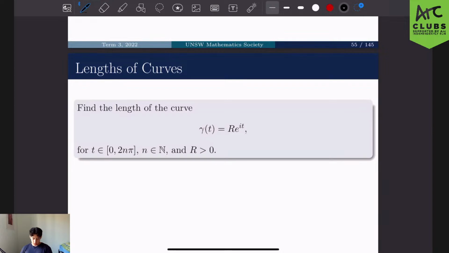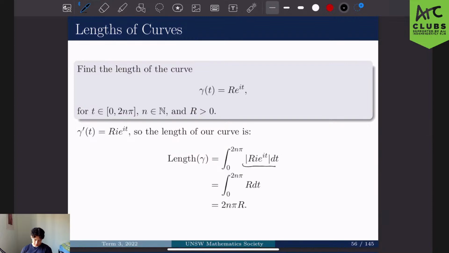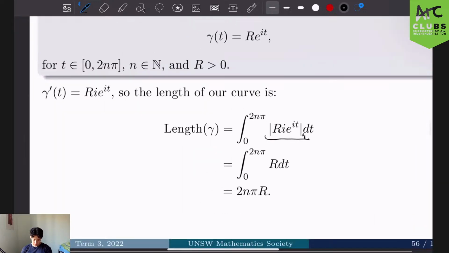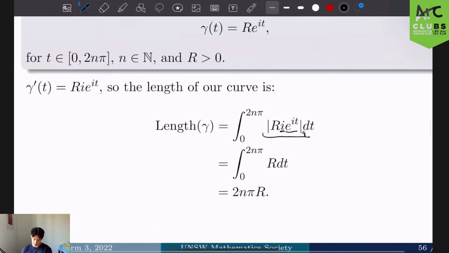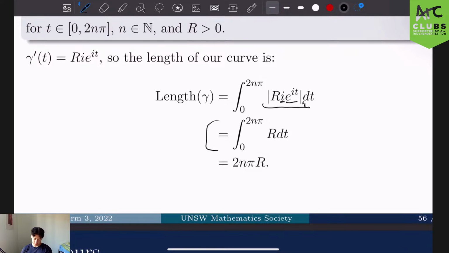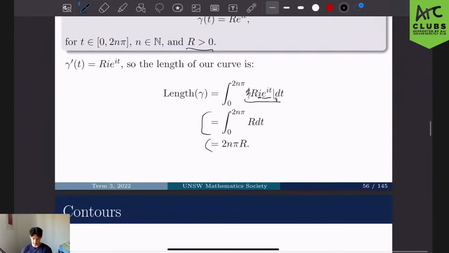So finding the length of this curve, what we'll do is we find the derivative and we find the modulus of the derivative. I've done this so many times, but the modulus of i is 1, so it's irrelevant. The modulus of e to the i t is also 1, so we can just get rid of it, and then we're left with this integral here with r, and we're integrating with respect to t, which means we just substitute in the bounds and we get 2 pi r. And it's also important to note that r is greater than 0, so that's why we can get rid of the modulus signs here.